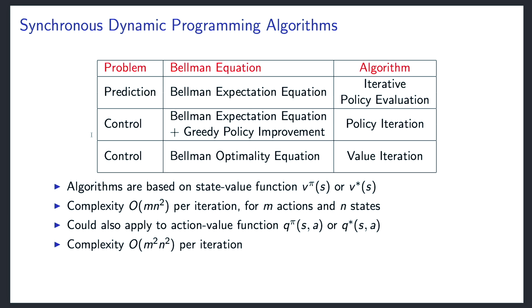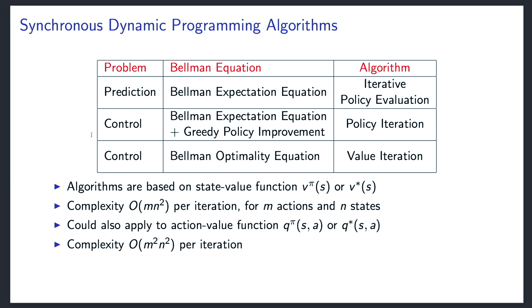Now for the prediction case, if we just want to do policy evaluation, the associated Bellman equation is the Bellman expectation equation, which doesn't have a max. And the algorithm we can use for that is policy evaluation. And we can iterate, so you could call that iterative policy evaluation. Maybe the problem, you could also say, is policy evaluation rather than prediction. And then the algorithm is the dynamic programming iterative policy evaluation.